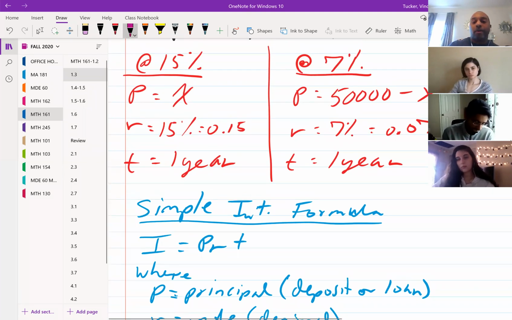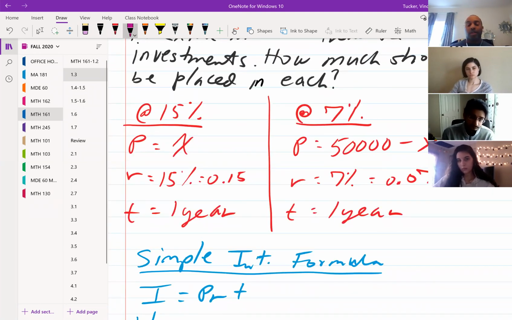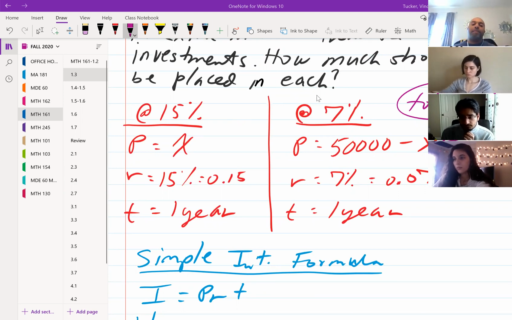So whenever you have this scenario, you have two different accounts. They don't give you any type of relationship other than one amount is going in one account, another amount is going in the other. You are going to do the total minus X, and our total is $50,000. Because what's going to happen is we're going to solve for X, and then whatever value we get for X, we're going to minus it from that total amount, that 50,000. That will give us the rest. That's why it would be total minus X.